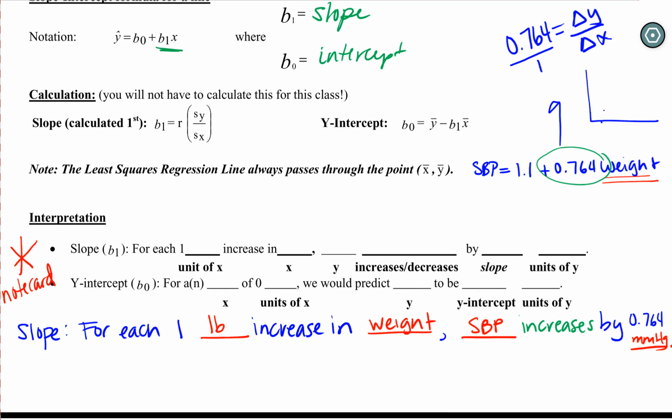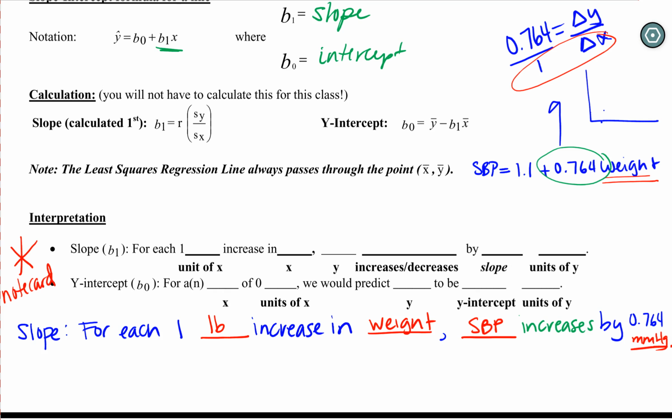And so this 1 is always going to go with your change in x. So for every 1 pound increase in x. You could also, I guess, if you wanted to change your scale here, you could write for every 10 pound increase in weight, systolic blood pressure increases by 7.6 millimeters mercury, if it made more sense for whatever we were talking about.